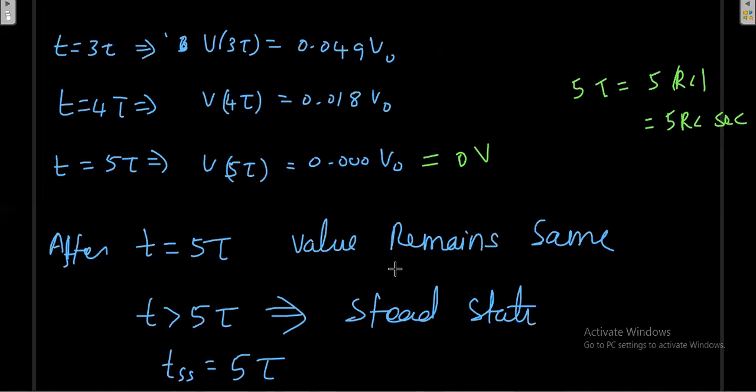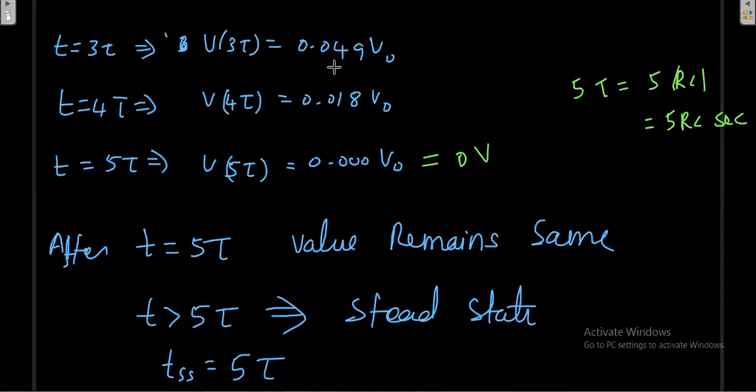Once either the voltage or current of the circuit, that is, across the capacitor or inductor, remains constant over a period of time, that particular state we call a steady state. So at t is equal to 5 tau, we are attaining the steady state. Definitely at t greater than 5 tau, we will call that state a steady state, because voltage is not going to vary. Roughly, we are attaining the steady state exactly at 5 tau.